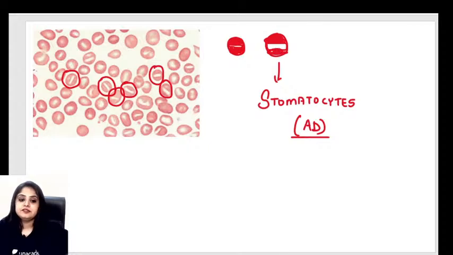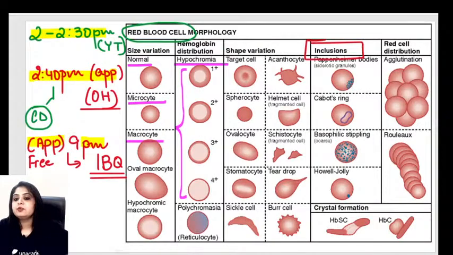Okay, and yes, with that we also wrap up all these shapes that we had to do. So I think all of you can see all of them now. Have you done target cells? Quickly tell me one name for it. What is the other name for target cell? Target cell also looks like a codocyte, right? So target cell was codocyte. Then you had spherocyte, which was totally round. Then you had something with a stomata, so that is a stomatocyte. Then you had the sickle type, so that is sickle cell. Other name for sickle cell was drepanocyte.